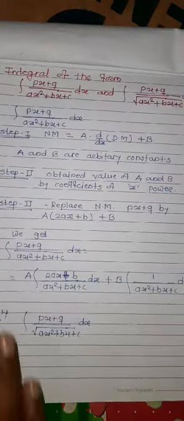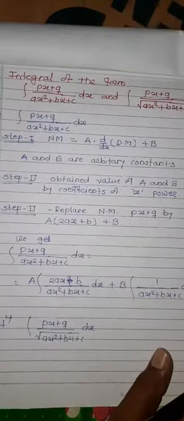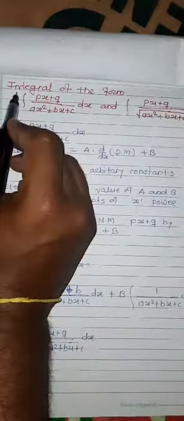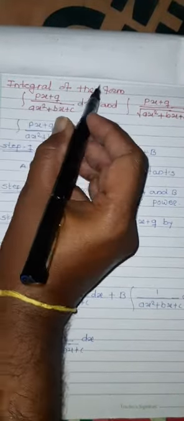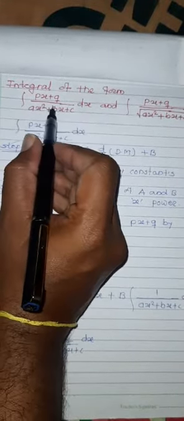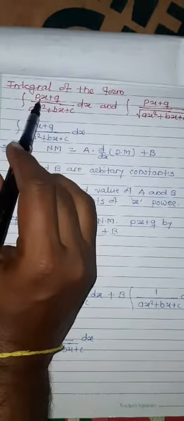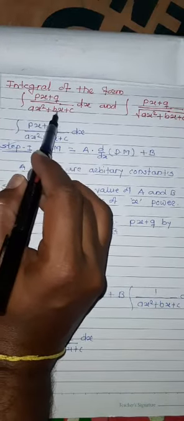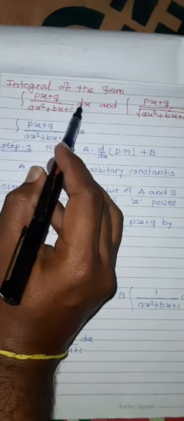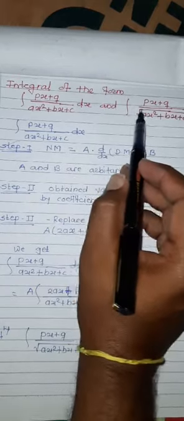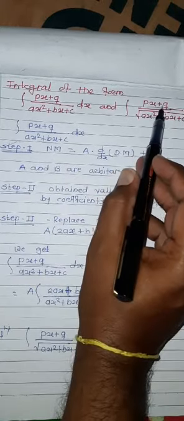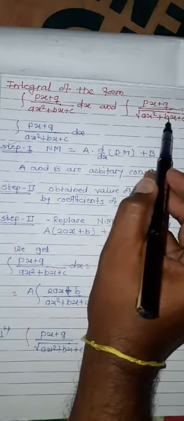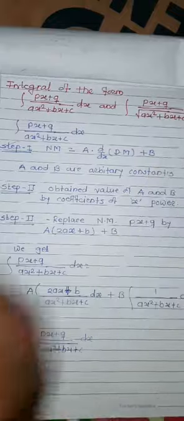Now we are discussing another part of integration of the form. See this, the form is written in red ball pen here. The integration of (px + q) upon (ax² + bx + c) dx. And another form is the integration of (px + q) divided by the square root of (ax² + bx + c) dx, isn't it?